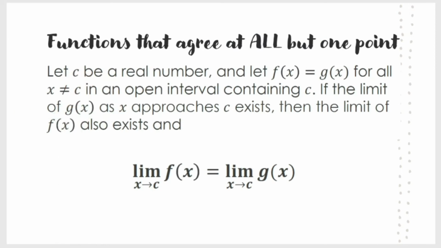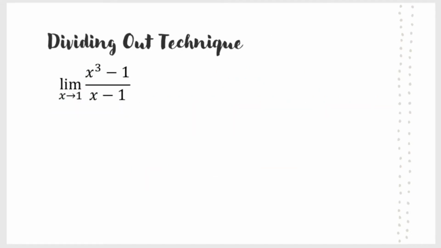There are functions that agree at all but one point. In other words, there is a function g of x that has the same limit as f of x, where we can apply direct substitution. So all we have to do is find that g of x. The first method of finding that g of x is using the dividing out technique, or basically factoring.